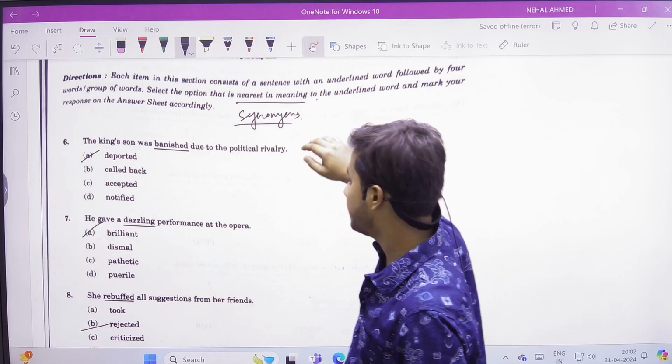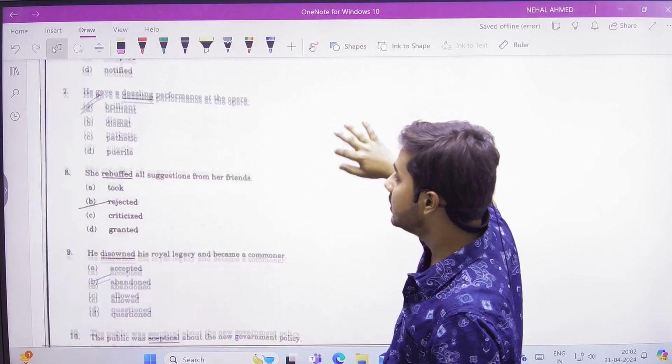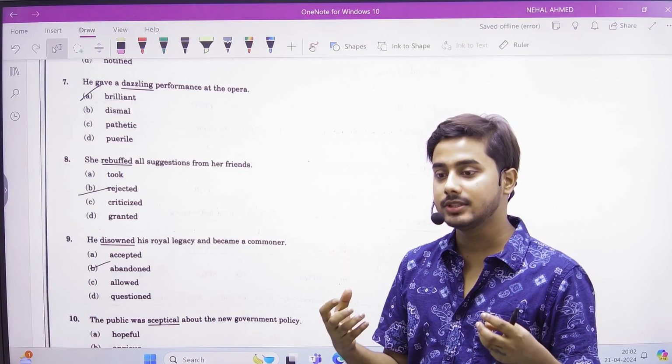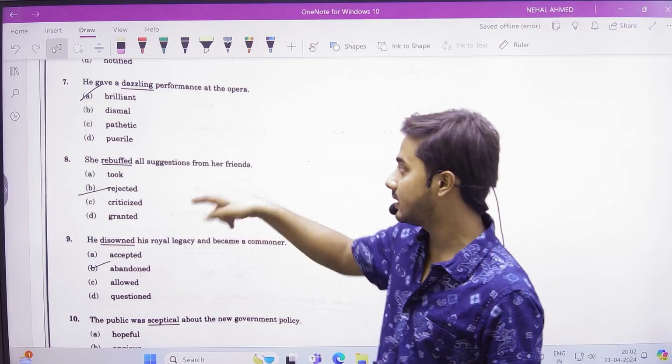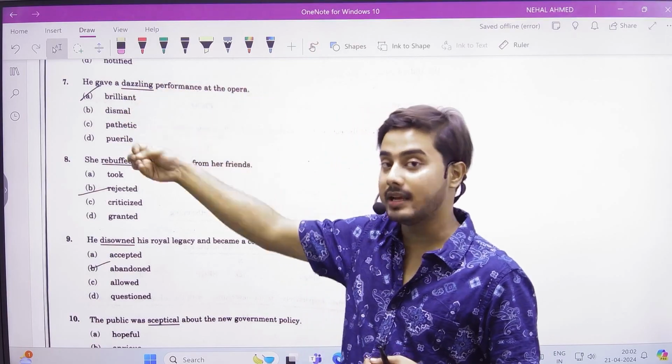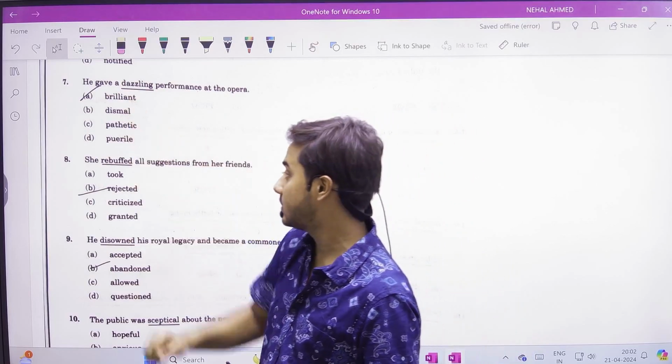He gave a dazzling performance at the opera. So dazzling means something which is very vibrant, something which is very glittery in its appearance. So that is the word that goes best with the sentence, as dazzling implies that meaning in the given sentence. So that's brilliant.